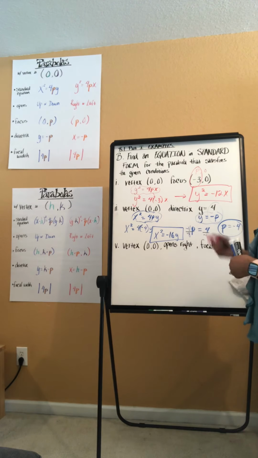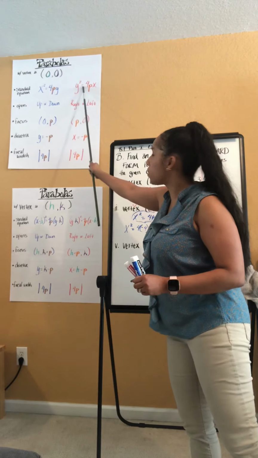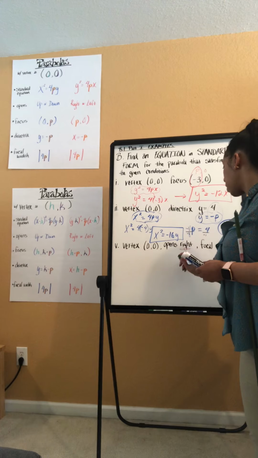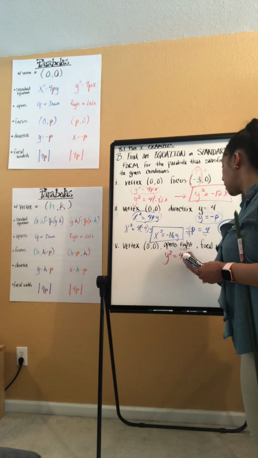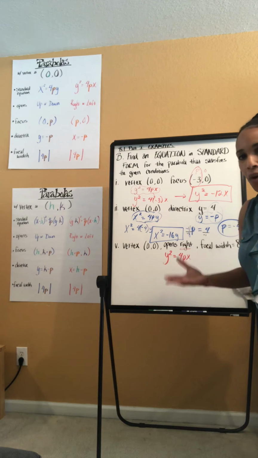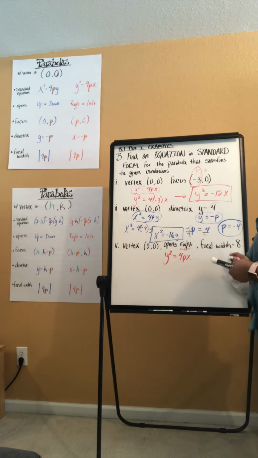okay, I know that it opens to the right, and the only way that it opens to the right is if I'm on the red side, okay? So right lets me know that we are on the red side. I know that the equation is y squared equals 4 times p times x. The focal width is 8. Remember, our focal width was always the absolute value of 4p. Didn't matter if I was on the right or the left. It was the absolute value of 4p.